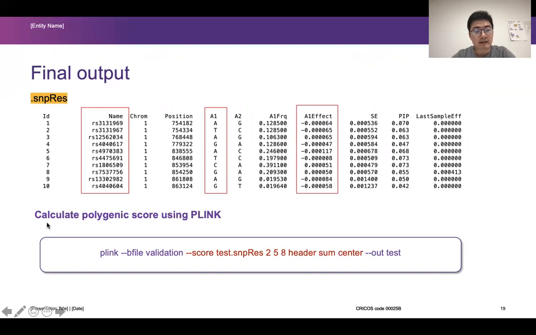And then we can calculate the polygenic score using the PLINK software, by inputting the validation genotype data using the bfile flag and using the score flag to input the SBayesR estimated SNP effect. Only the second, fifth, and eighth columns are needed.